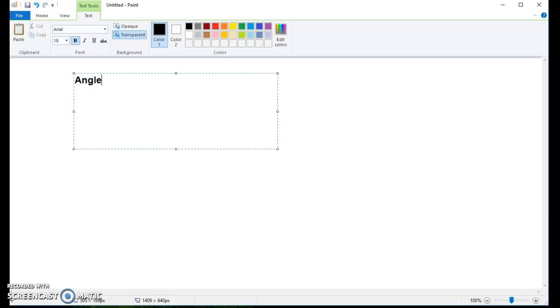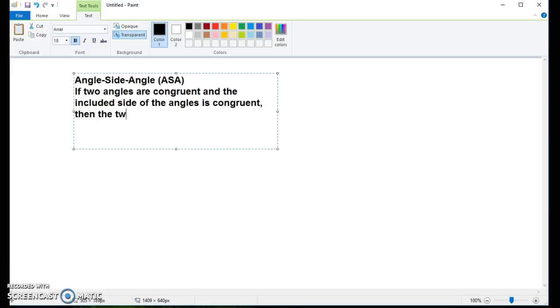So like I said, we're going to start with angle, side, angle, and that is ASA. So that is if two angles are congruent, and the included side of the angles is congruent, then the two triangles are congruent.